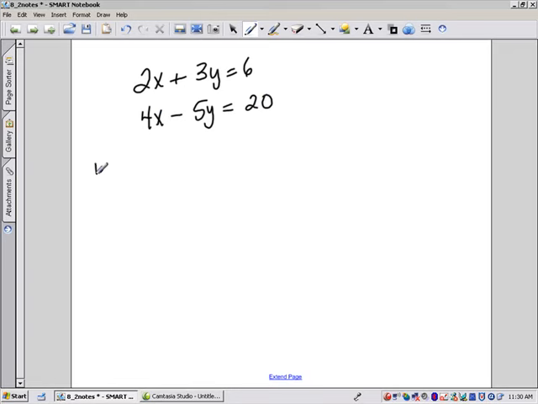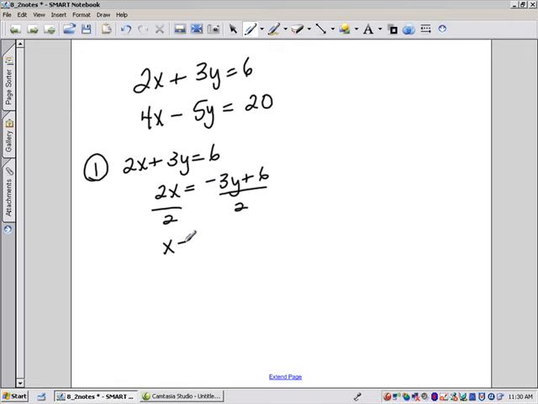But the idea is I'd have to solve one of the equations for one of the variables, and it doesn't matter which one. So if I look at 2x plus 3y is equal to 6, and let's just say we're going to solve it for x. So I'd have 2x is equal to negative 3y plus 6, and then dividing by 2 gives me x is equal to negative 3/2 y plus 3. Now my second step is to plug that into the other equation. So in place of x, I'm going to put the negative 3/2 y plus 3.